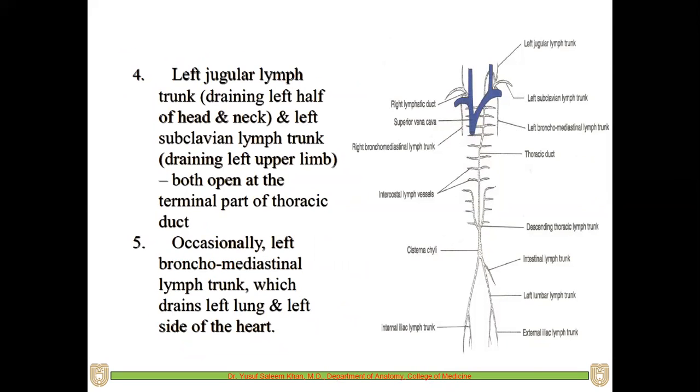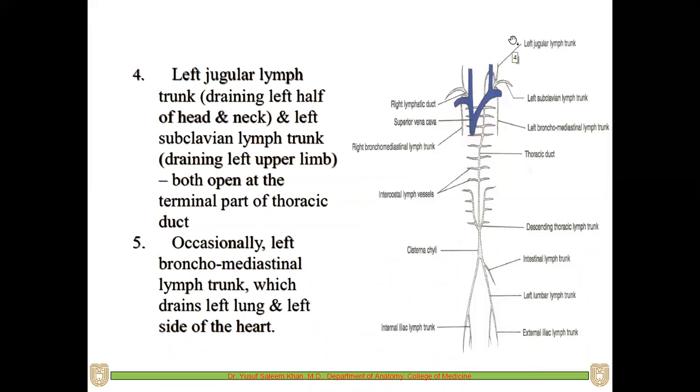Then the left jugular trunk. If you see here, this is the left jugular trunk draining the left half of the head and neck. So this left jugular lymph trunk will be draining the left half side of the head and neck part. Okay, the right will be draining into the right lymphatic duct.